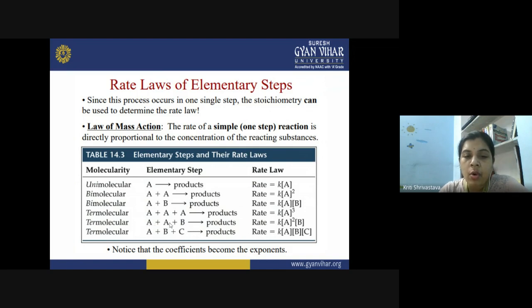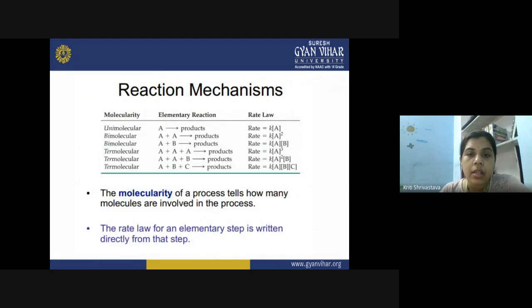So you may have two or three types of reactants present. You can notice that the coefficients now become exponents. The coefficients of the reaction become exponents, but it is not true in all the cases. The molecularity of the process tells how many molecules are involved in the process, but this is not the rate law. The rate law of the elementary step is written directly from that step.